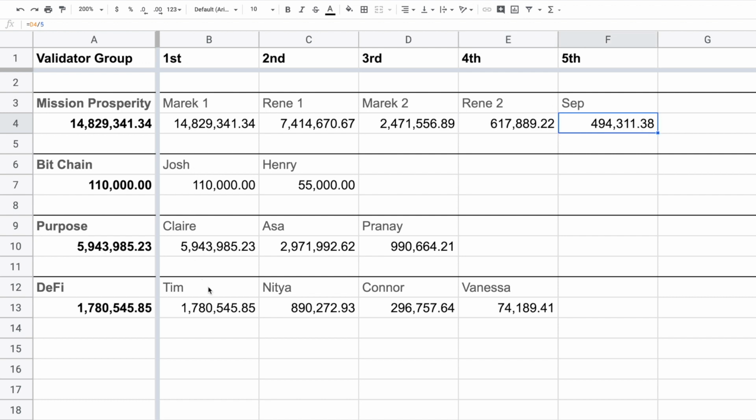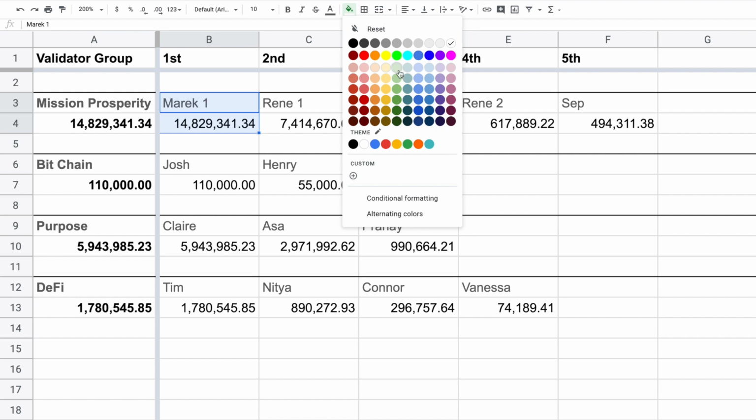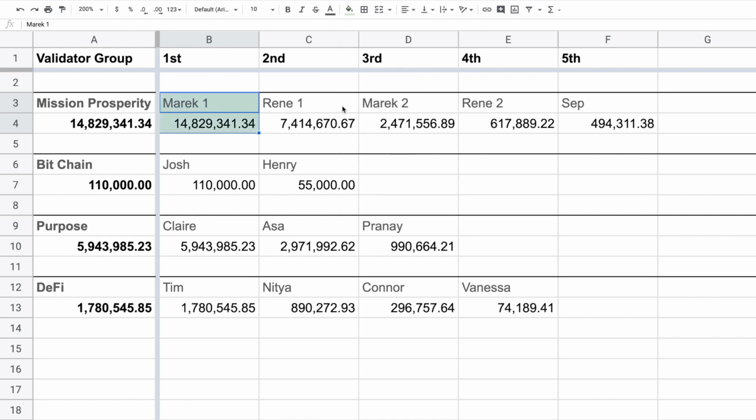With these scores or votes for each validator node, we'll look at the whole picture and select the top validators from the highest number of votes to the lowest. For simplicity, let's just choose 6 to elect. The highest right now is Merrick 1, so let's mark it as elected. The next one would be Renee 1, followed by Claire from Group Purpose.